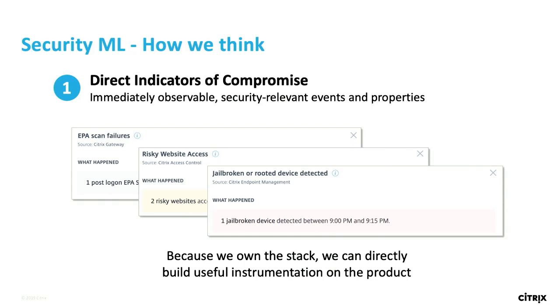Similarly, Citrix Access Control, based on URL reputation, tells us that a user visited a risky website. We get that as an event. Citrix Endpoint Management detects that a user's device has become jailbroken. Again, the logic happens there with the Endpoint Management product, and we get that as an event. So in all of these cases, we're able to pass that through. We don't have to do anything else. And what's nice is that sometimes it's just preferable to put that kind of logic, which itself may involve machine learning, on the product itself, and then inherit it through Citrix Analytics.